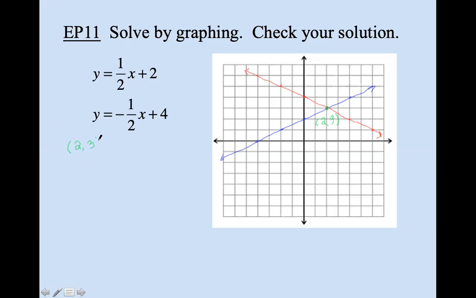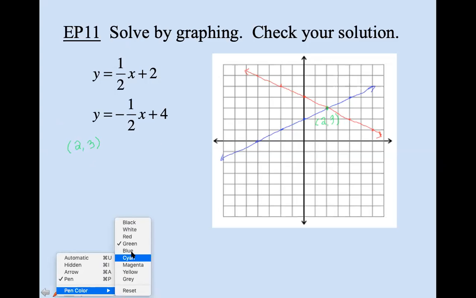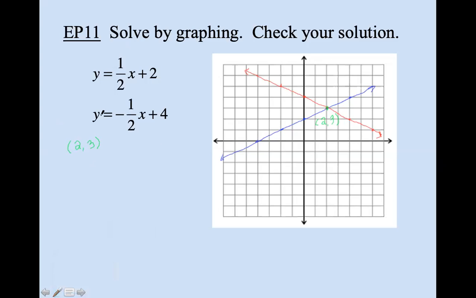And that green is really hard to read, so I'm going to switch colors again here. Let's go with black, I think. All right, so first equation is 3 equal to 1/2 times 2 plus 2. That's my question. So let's see, is 3 equal to half of 2, which is 1, plus 2? Is 3 equal to 1 plus 2? Yes.